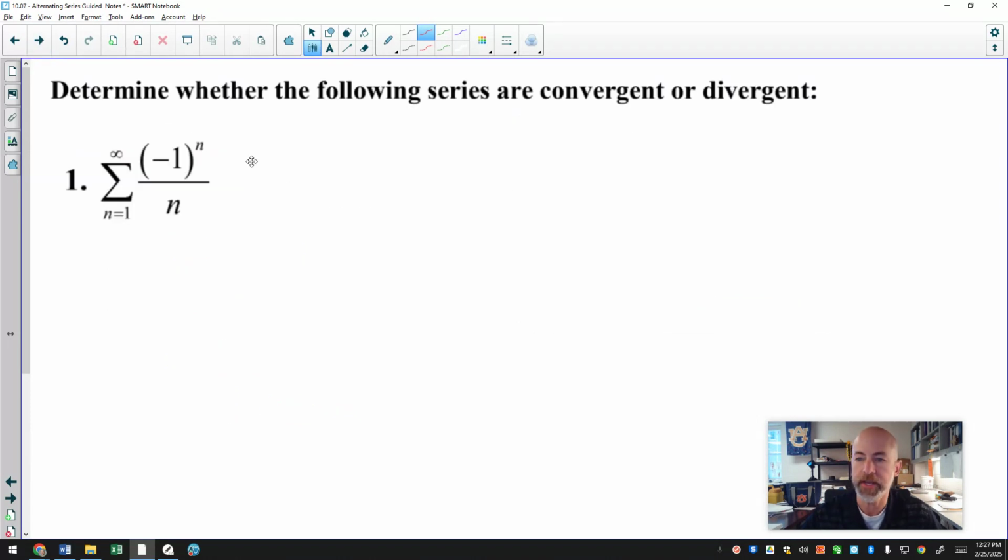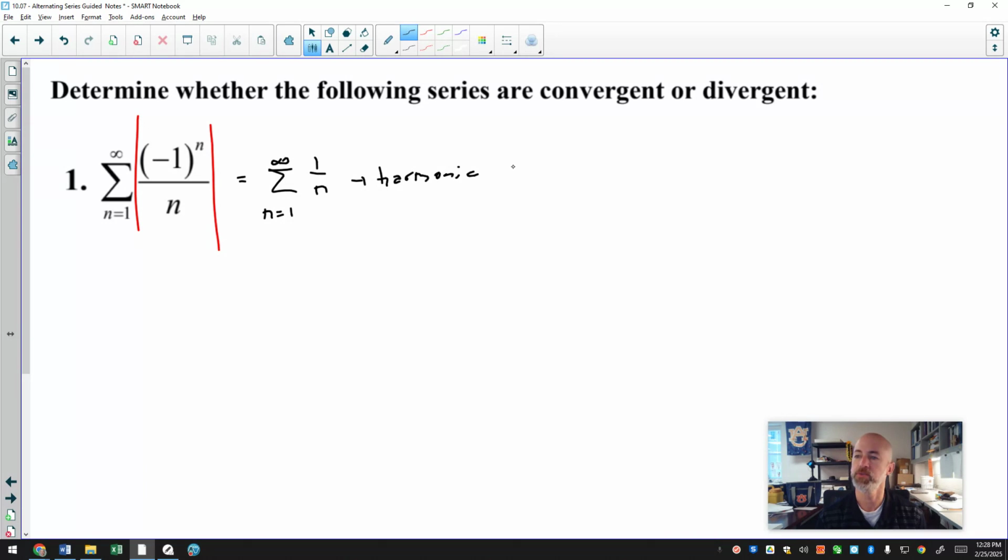So let's look at a handful of examples. I have 6 total that I want to look at, and hopefully this doesn't get too long. So the first series is -1 to the n over n, and I'm going to start by thinking about the absolute value of this. And if you do find the absolute value of this, you get the series from 1 to infinity of, well, the absolute value of -1 to the n is 1 over n. That's harmonic.